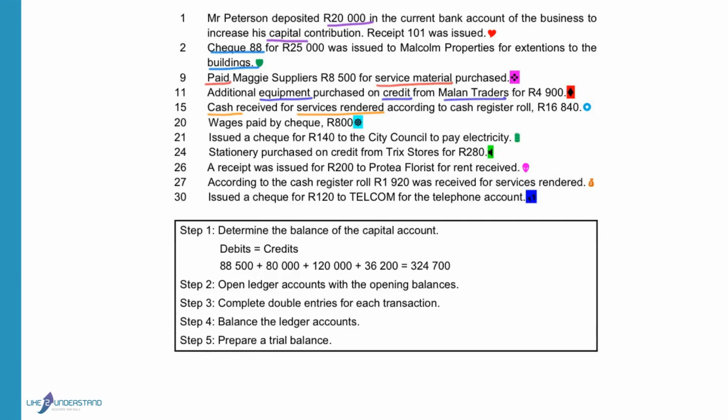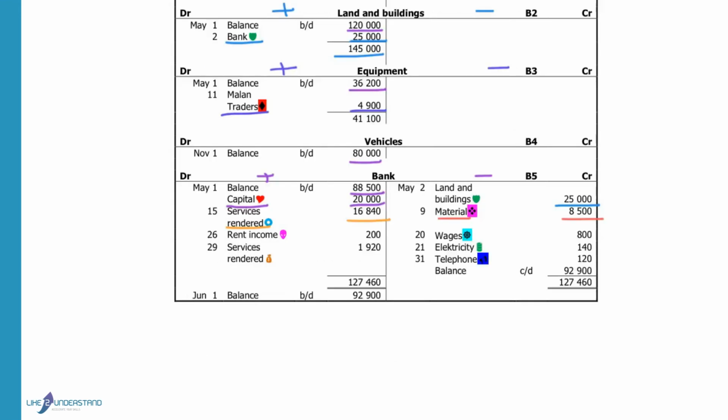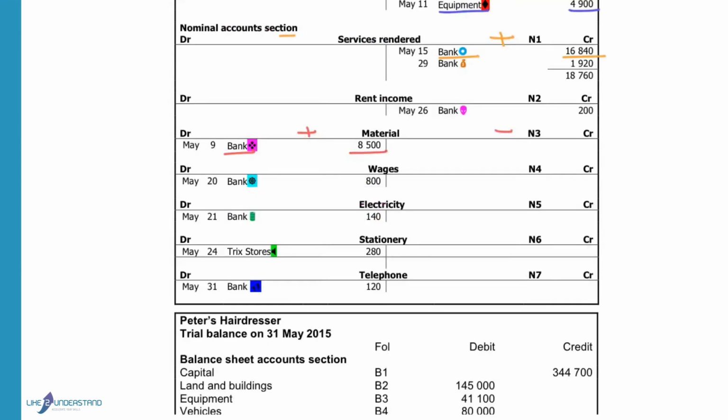Wages paid by check. Money was taken out of the bank. What did we pay? Wages. The bank account will be credited with the 800 to decrease the money in the bank, and the wages account will be debited. Wages is the expense. Expenses increase on the debit side and decrease on the credit side. So the expense is increased with 800 on the debit side, bank account credited.